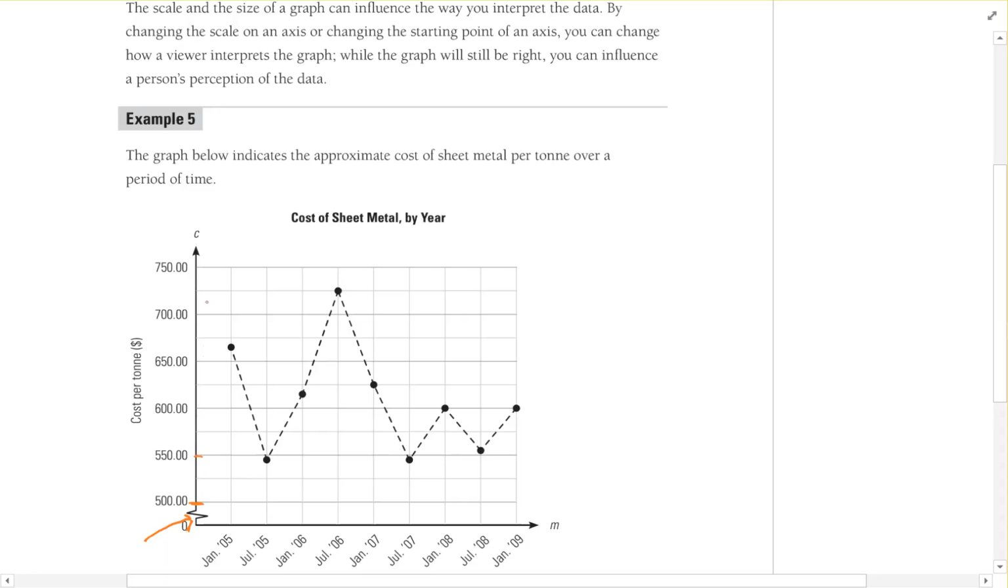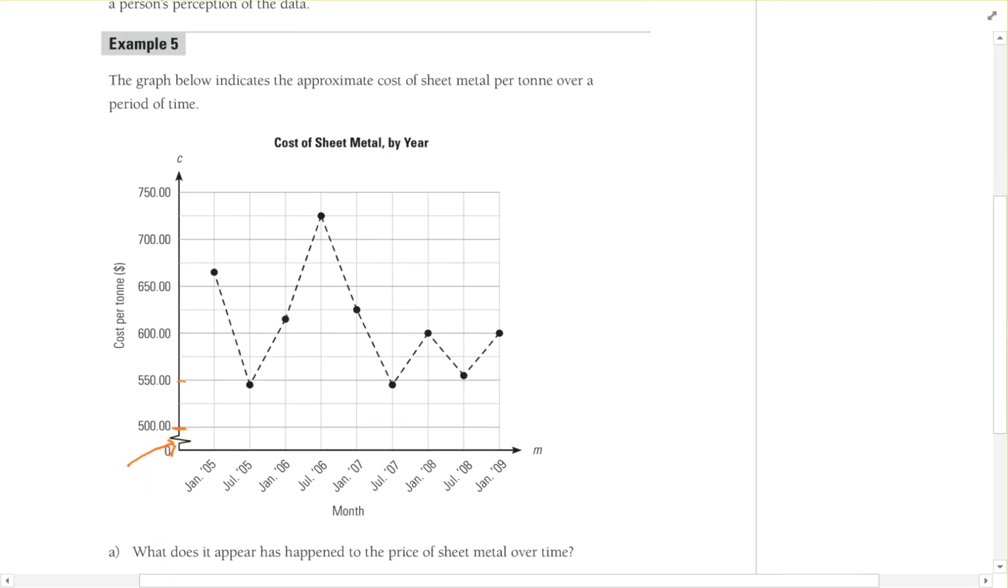So we can look at the cost of sheet metal by the year and look at these huge ups and downs, right? It looks like the cost goes all the way down and then all the way up and then all the way down. Like it looks like it's all over the place, right? And that's really just because of the way we've made the graph, right?